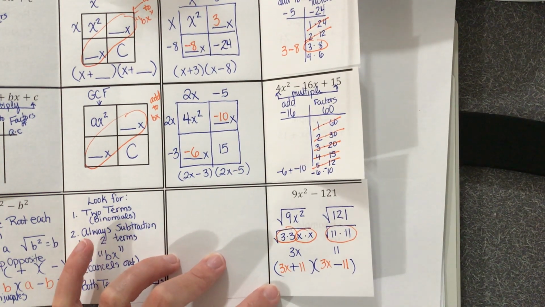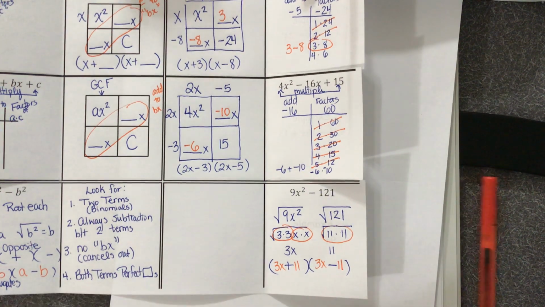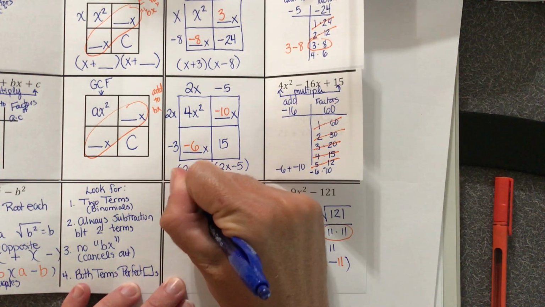Difference of squares is the easiest to factor, but it's also the hardest because most students forget that you can just take the square root of each term. They make it harder than what it needs to be. And here's why this works this way.